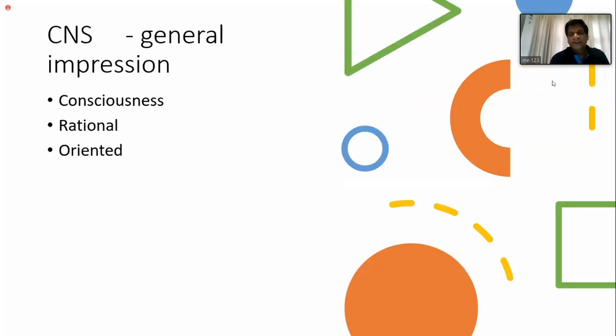And then when you go to the general examination of the CNS, the first thing you assess is consciousness, whether the patient is conscious or not. What part of the brain is involved with the control of consciousness? Reticular formation. Good. Where is the reticular formation? In the brain stem, sir. Middle part, sir. Yes, it's a diffuse area.